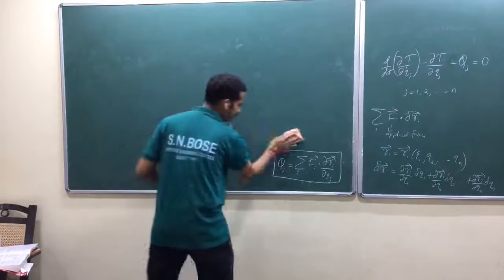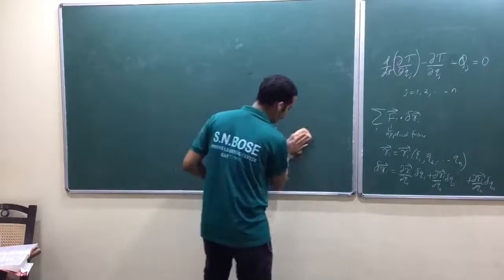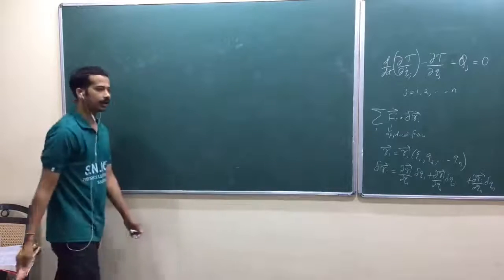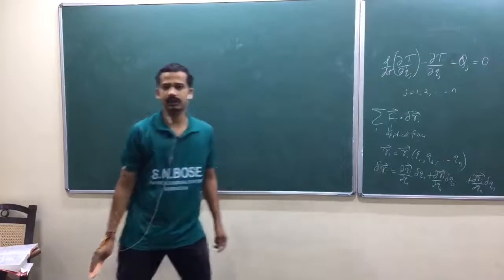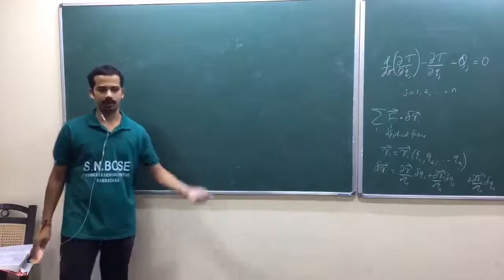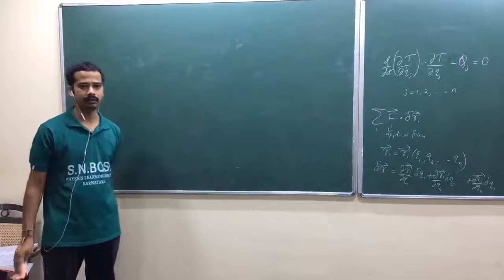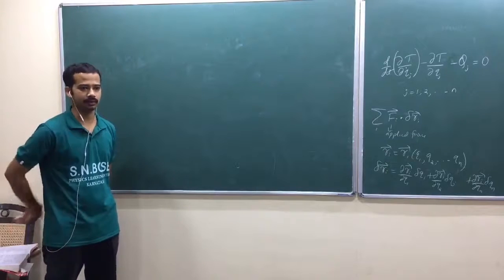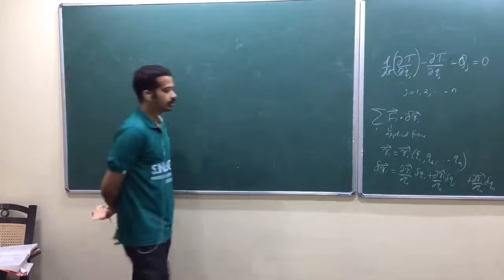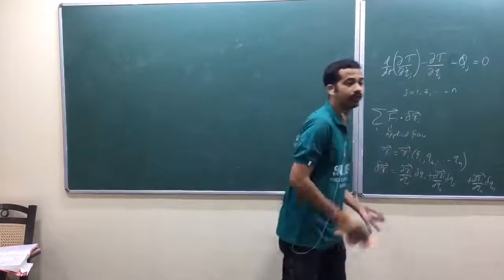Generalized coordinates need not have the dimension of length. Remember, we always start with Cartesian coordinates, where x, y, z are all in length, am I right? When we transform into polar, only one part is length, the radial part, and the other two parts are angles, am I right? So this is called the generalized force, QJ.